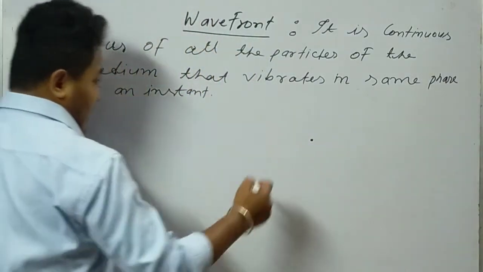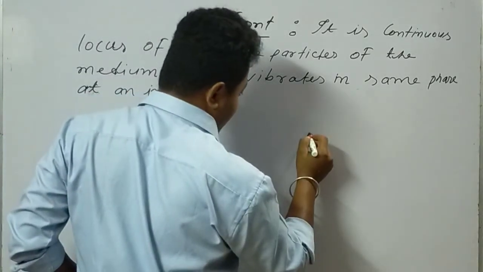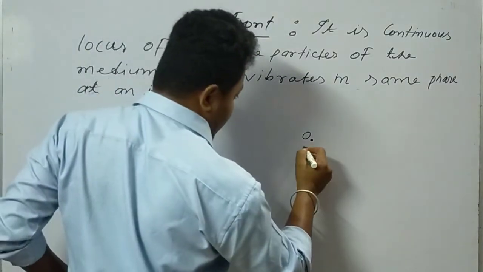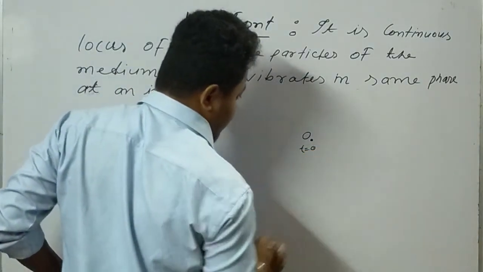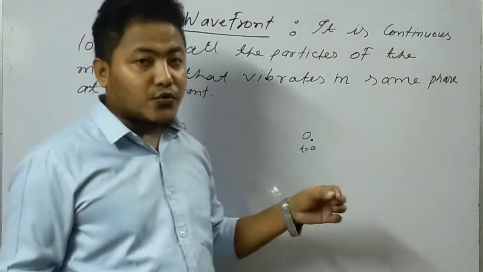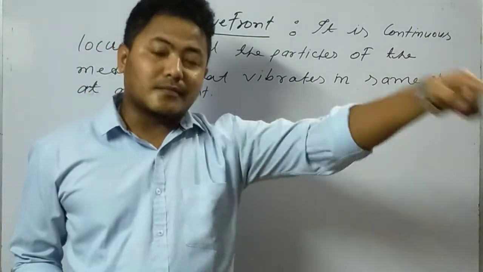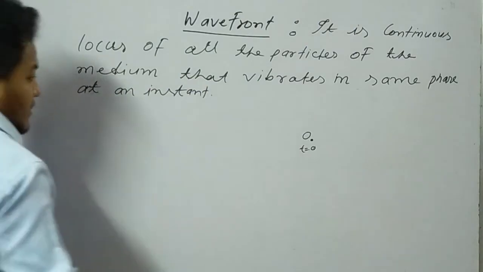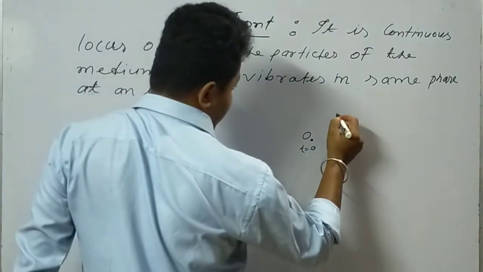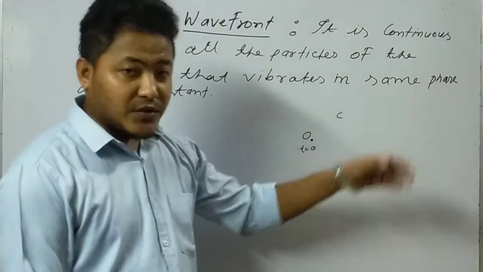So if you consider that this is the source of disturbance, and let us suppose this is O, and the time is t equal to 0. Right now time is 0, and this is the source of disturbance. That means at this point the particle will get disturbed now. If I consider that in this medium the speed of light is c.